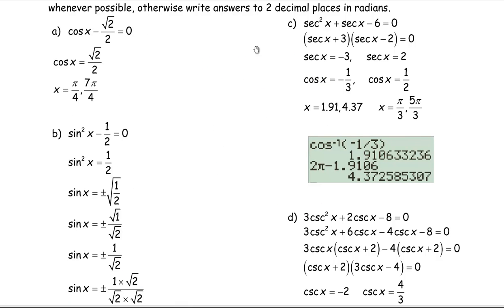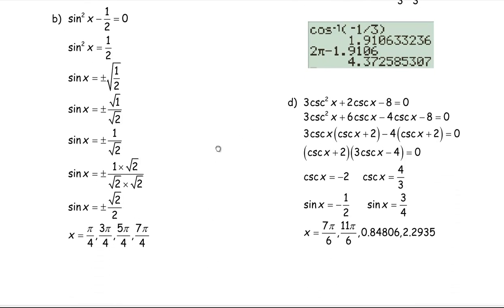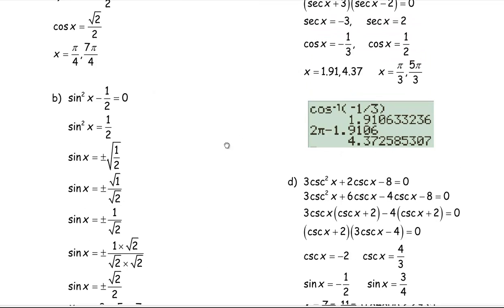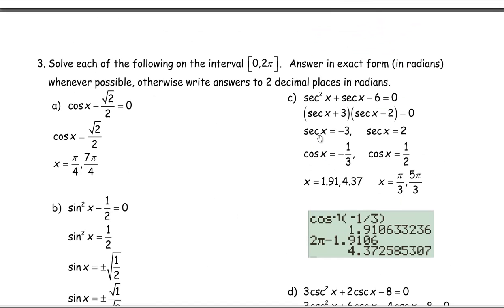For question C, I paused for a moment. If you go back in the video for a moment, it was actually down here for some reason, not sure why, but this actually goes with C up here. And so in C, you're asked to solve the equation secant squared x plus secant x minus 6 equals 0. And this is a quadratic type equation. I want to factor this, and it's really the same kind of factoring as if you were factoring x squared plus x minus 6 equals 0.